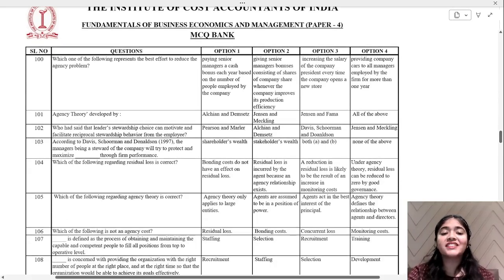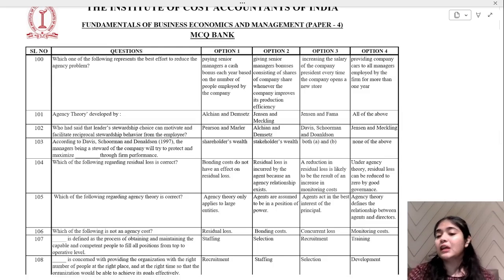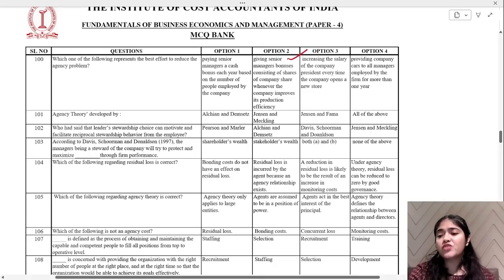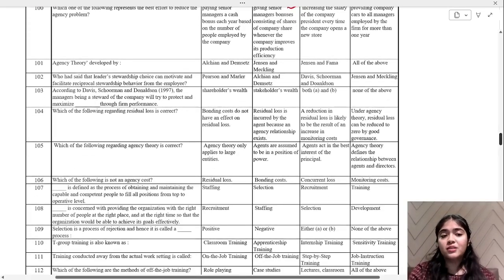Which of the following represents the best effort to reduce the agency problem? Paying senior managers a cash bonus each year based on the number of people employed by the company. Giving senior managers bonuses consisting of shares of company share whenever the company improves its production efficiency. Increasing the salary of company president every time the company opens a new store. Or providing company cars to all managers employed by the firm for more than 1 year. So what do you think is the correct answer over here? Yes, giving senior managers bonuses consisting of shares. So that is going to reduce your agency problems.